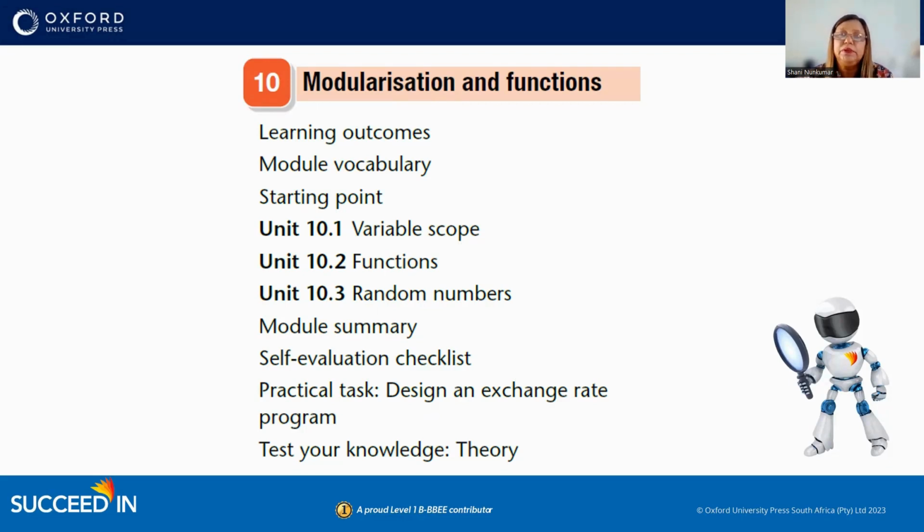In Unit 10.3, we look at random numbers. A random number is a number that is generated by chance. When generating random numbers in a computer, we first have to include the header file to generate a random number. A computer-generated number is referred to as a pseudo-random number because it is not truly random.